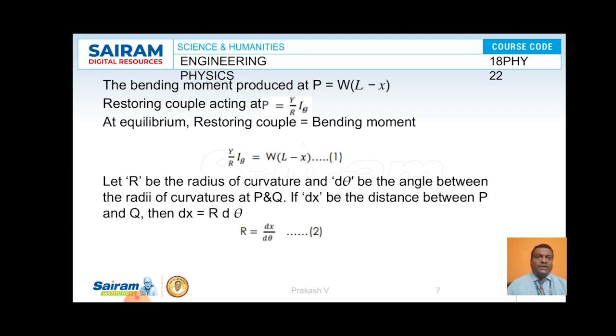Let R be the radius of curvature and d theta be the angle between the radii of curvature at P and Q. If dx is the distance between P and Q, then dx will be equal to R into d theta. Therefore, R can be written as dx by d theta. Consider this as equation number 2. So, these equations were all taken into account in reference to the picture shown in the previous slide.